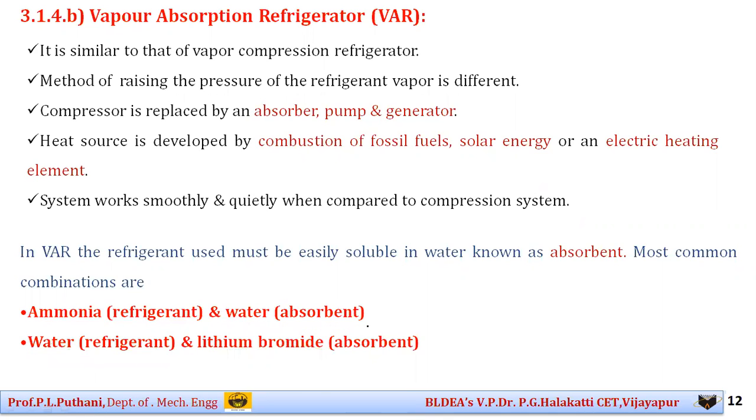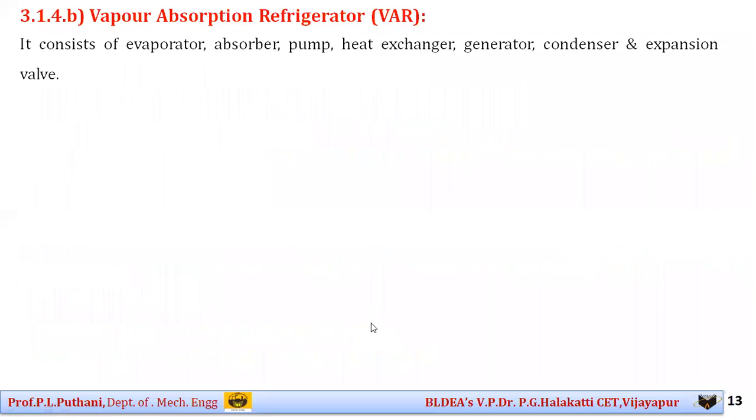Let us see the principle and working of the vapor absorption refrigerator. As I said, it consists of the same devices as the VCR, but the compressor is replaced by three other parts. It consists of an evaporator within which heat is extracted, where the refrigerant evaporates to form the vapor phase. Then we have an absorber, pump, heat exchanger and generator. Then we have a condenser and the expansion valve.